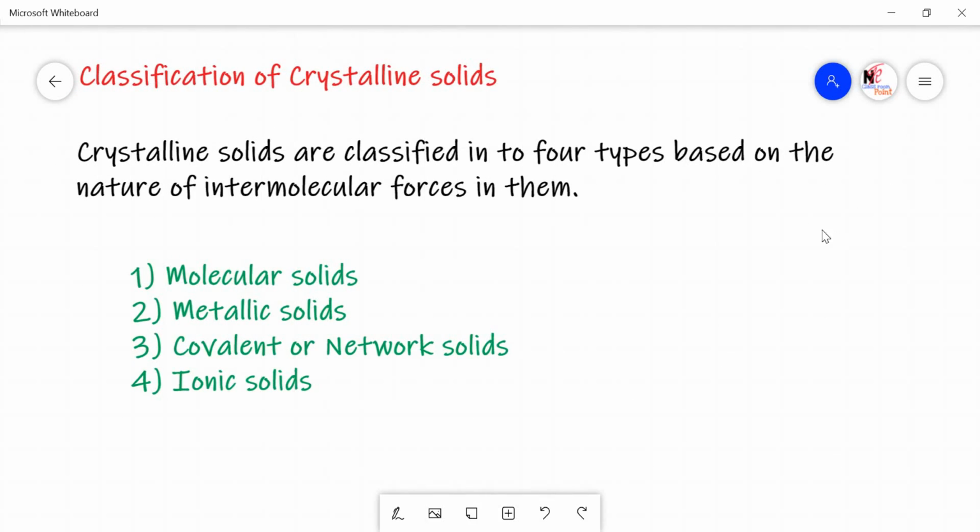Classification of crystalline solids. Crystalline solids are classified into 4 types based on the nature of intermolecular forces in them. They are molecular solids, metallic solids, covalent or network solids, or ionic solids. Now let us see one by one. First one is molecular solids.